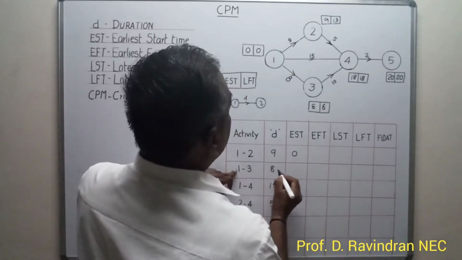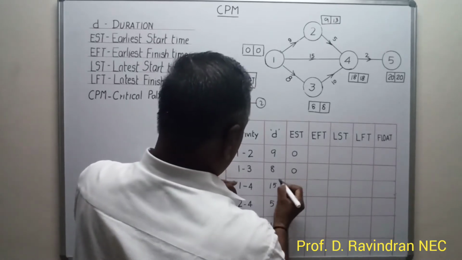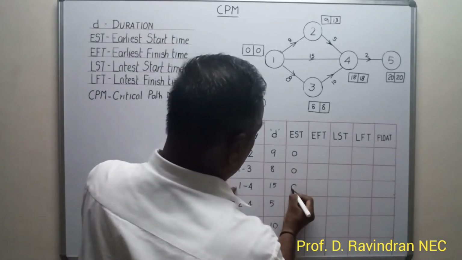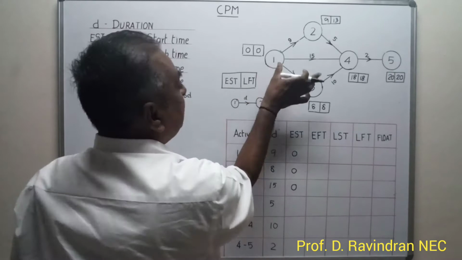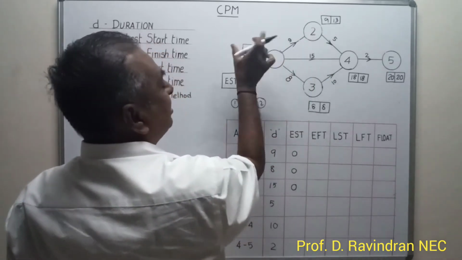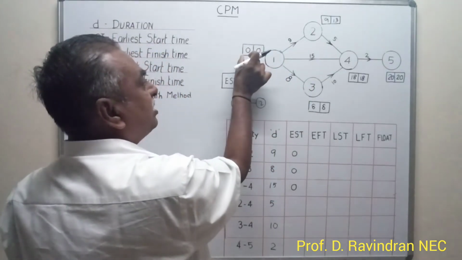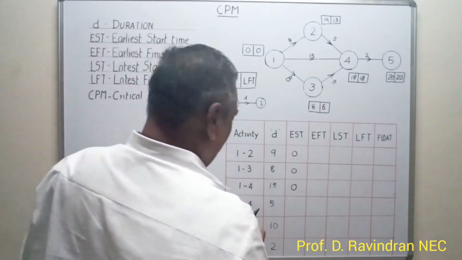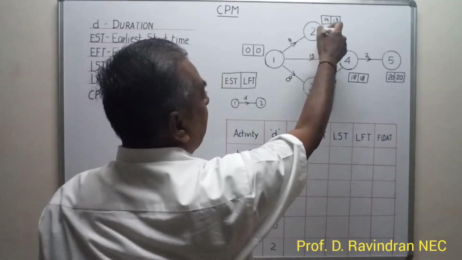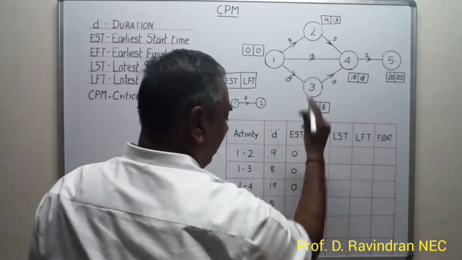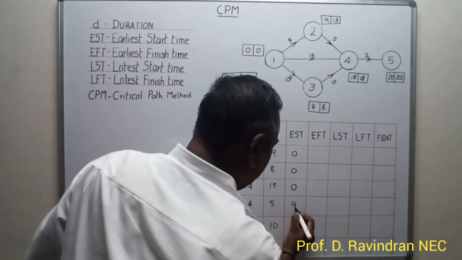Earliest starting time of 1-3 activity is also 0. Earliest starting time of 1-4 activity is also 0, because these 3 activities can be started simultaneously at the same earliest starting time. Now for the 2-4 activity, the earliest starting time is 9, so we can put it as 9.